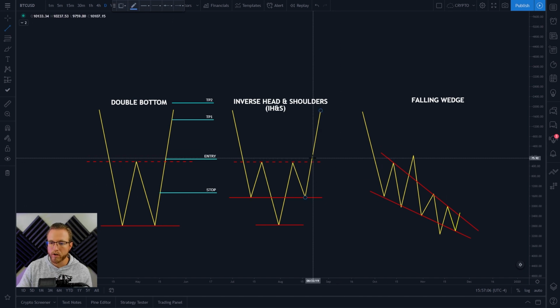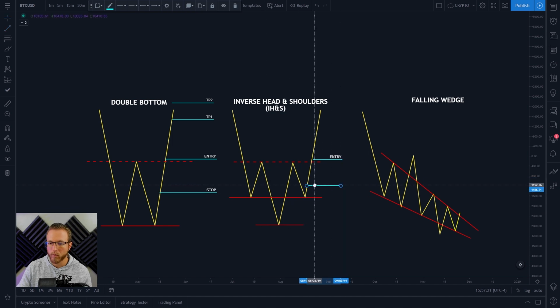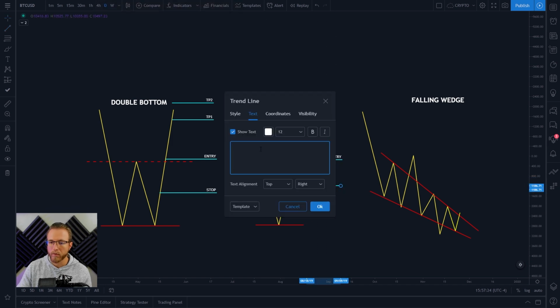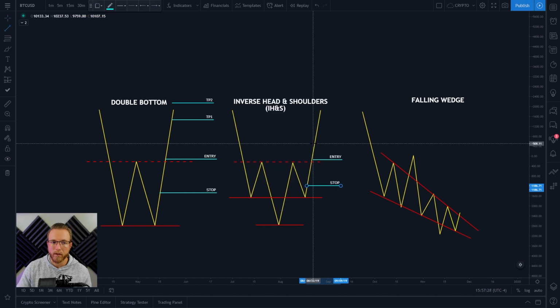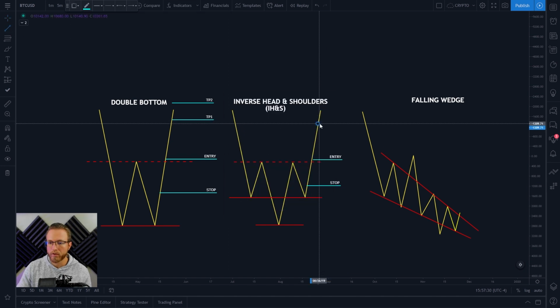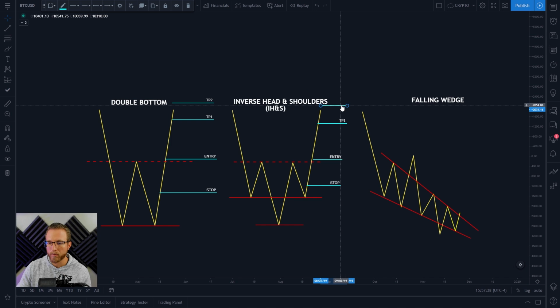And where's your entry going to be? You're going to enter upon this breakout, right? So this breakout, this is where you're going to want to enter. And then where's your stop going to be? About halfway down, or maybe a little looser if you've got a higher risk tolerance. And then you've got your two take profit levels, right? So you've got one here, and then you've got another one for a slight continuation or whatever. You've got another one up here or whatever.